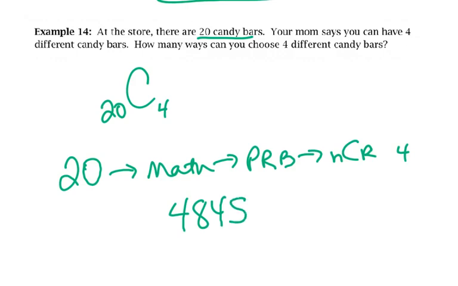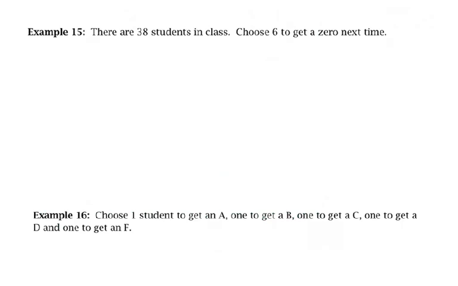Now, just to show you, if we would have done 20P4, and so we said a Snickers and then a Twix is different than a Twix then a Snickers, you're going to get a lot more combinations there. So a lot of ways that you could do that besides. So it's not a permutation because the order does not matter.